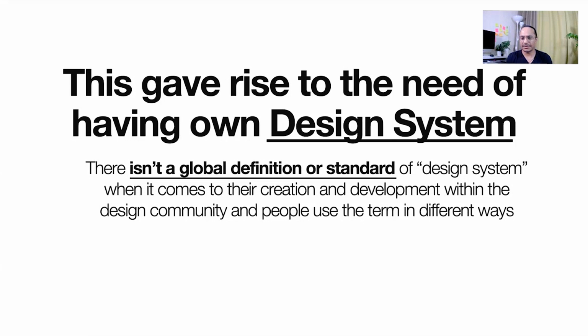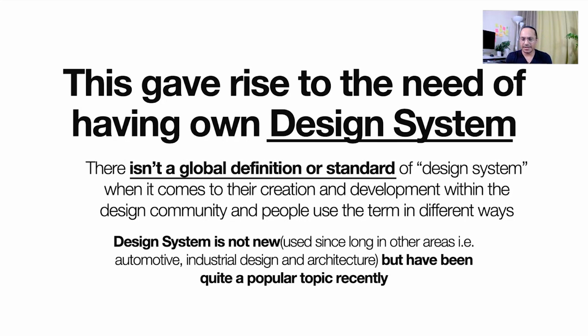There isn't a global definition or standard of design system when it comes to creation and development within the design communities, and people use the term in different ways. Some design systems might exclude a few things, others might include more. But what is a design system? It is a set of rules and guidelines and a repository of all the components, the modules, the copy, the images, the style of images, the illustrations, and so on. So it's basically a repository of everything.